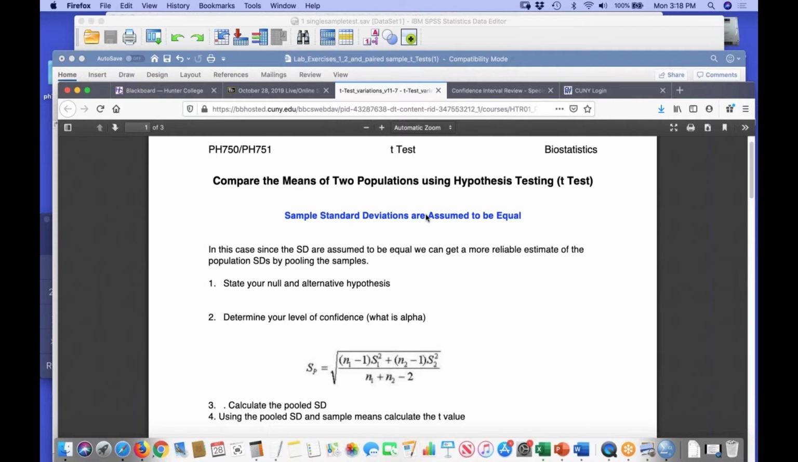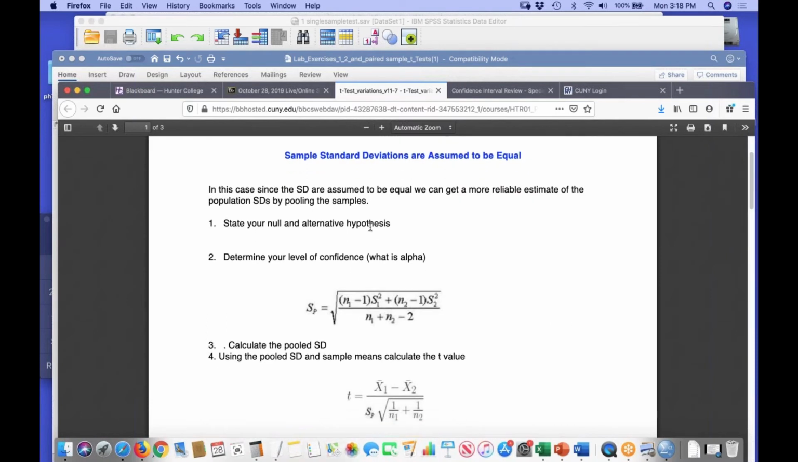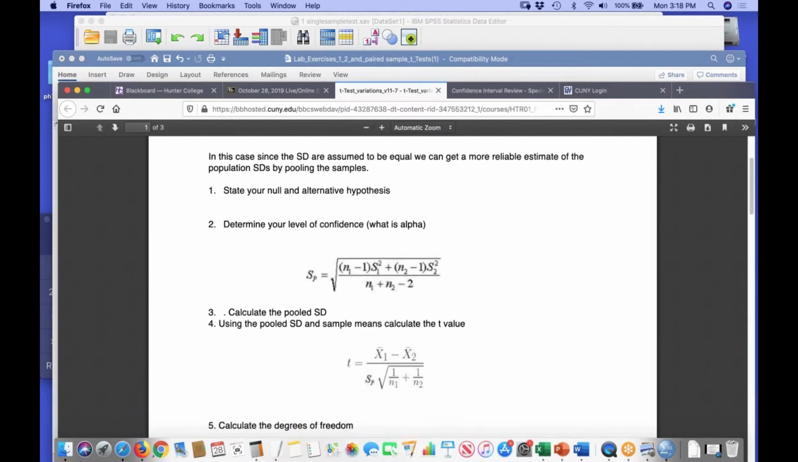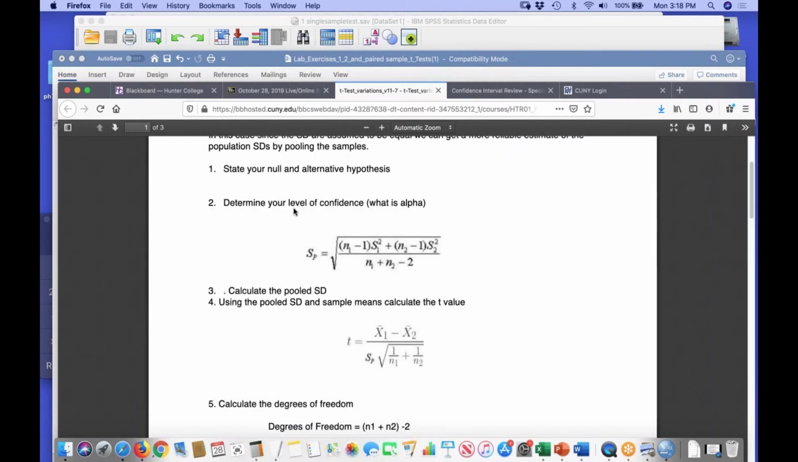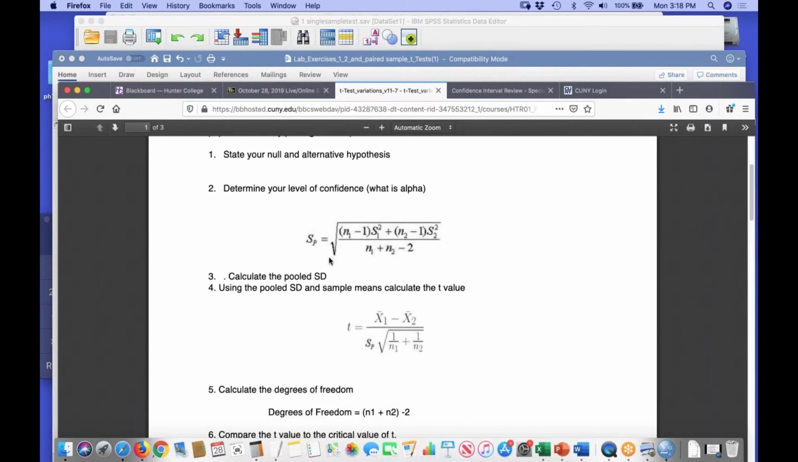This is what we would do if we would use equal standard deviations. The 2 populations or 2 samples are assumed to be equal. So if the standard deviations of the 2 populations are equal, we would state our null and alternative hypothesis. We've done that. Mu for group A is equal to mu for group B, versus mu for group A is not equal to mu for group B, males and females in this case. And then, if we can assume equal variances, and we'll come up with a rule for that in a second, we would first calculate a pooled standard deviation.